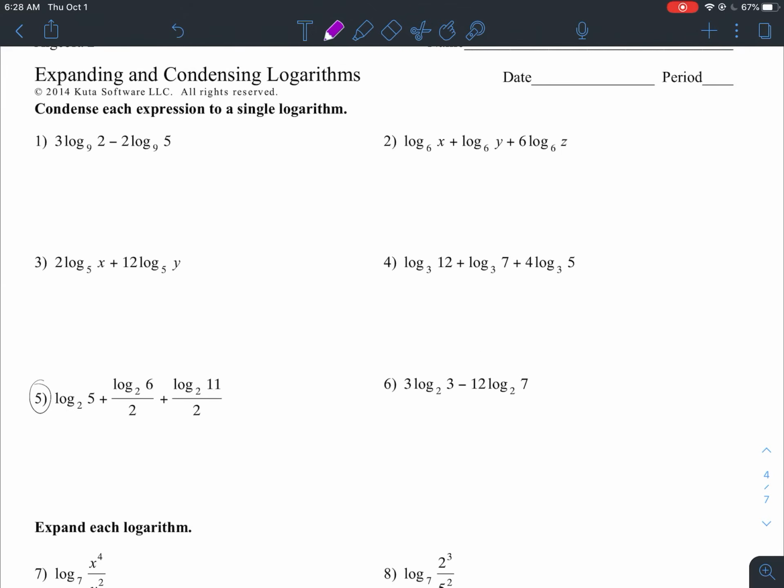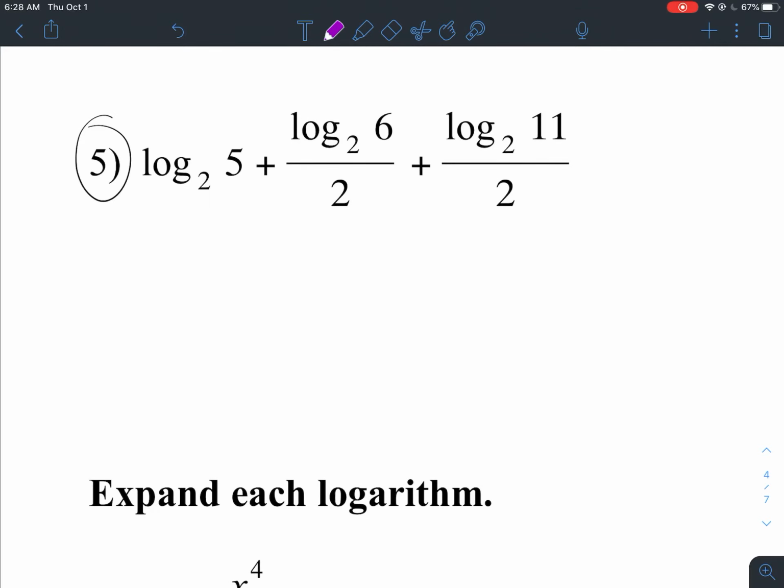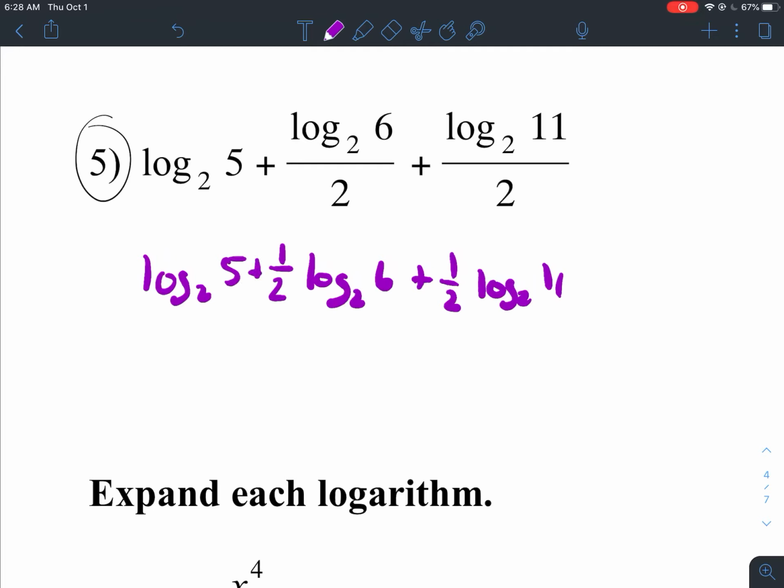All right, next one. It says condense each expression to a single logarithm. Let's go ahead and try this one. We've got log base 2 of 5, log base 2 of 6 over 2, and log base 2 of 11 over 2. So this is the same thing. Dividing by 2 is the same thing as multiplying by 1/2, right? So we have log base 2 of 6 times 1/2, 1/2 log base 2 of 11, and then of course we have our log base 2 of 5.